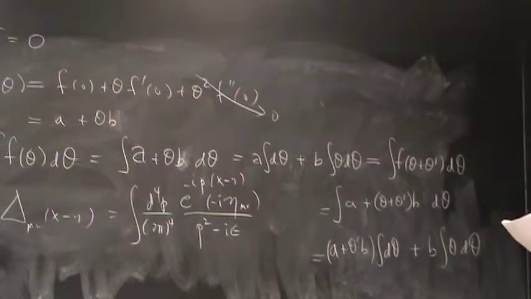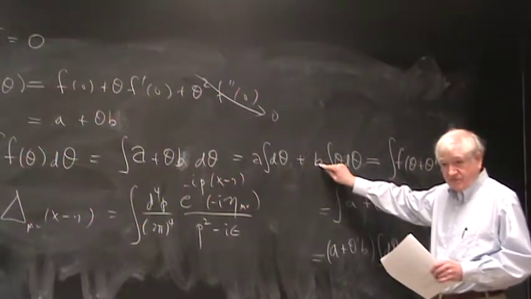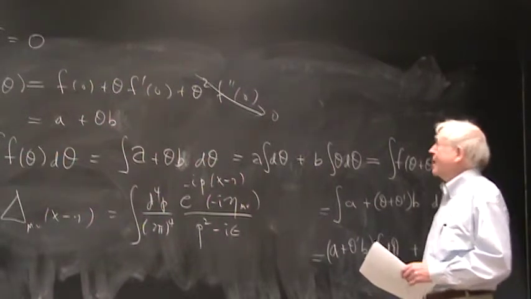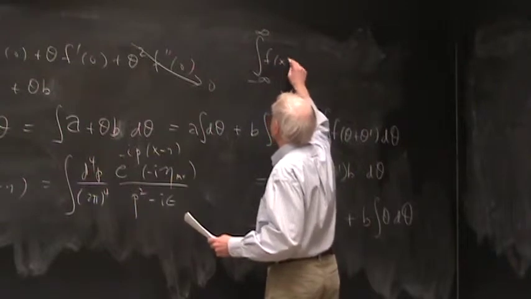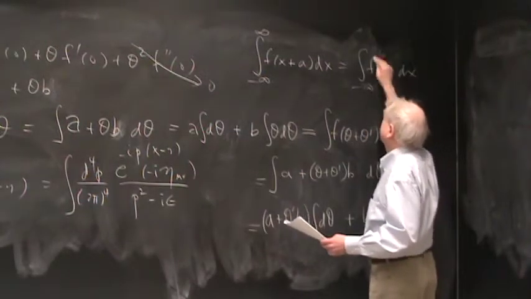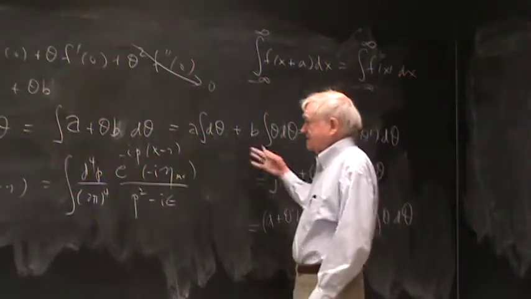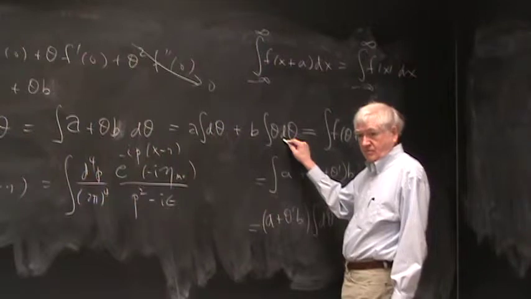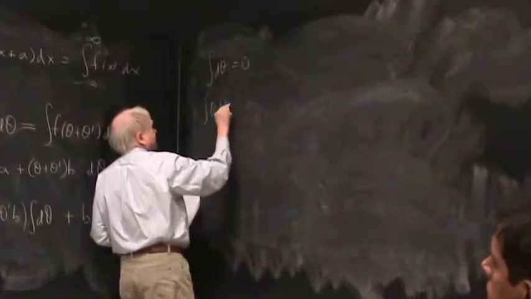All right. Now, we want this to equal this, because we want to be able to shift. Why do we want to be able to shift? Well, because we want to be in line with ordinary variables, where we have the integral of f of x plus a dx equals the integral of f of x dx. That's what we want to be able to do. And so that tells us that we get to shift if we define this term to be 0 and this term to be 1. So what we have then is integral d theta is 0, integral theta d theta is 1.